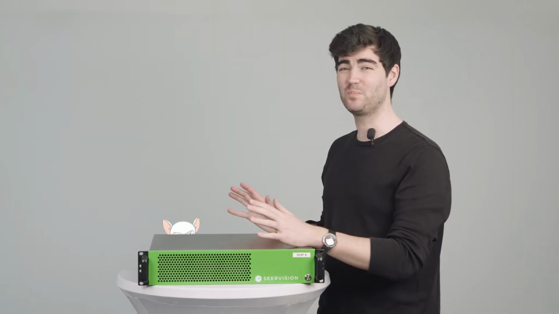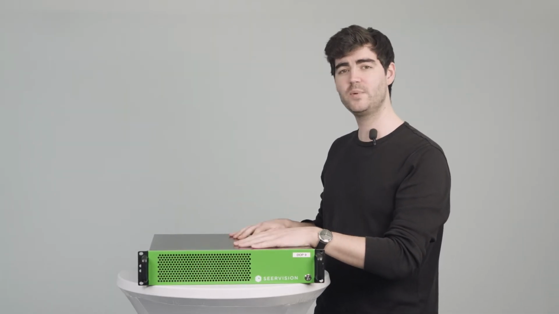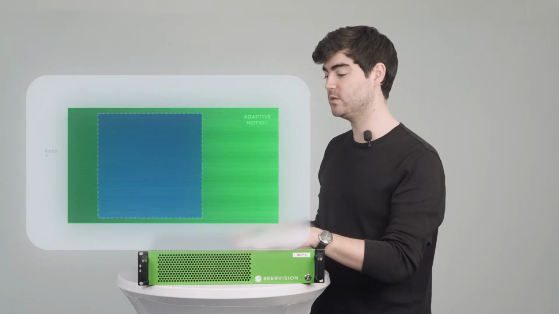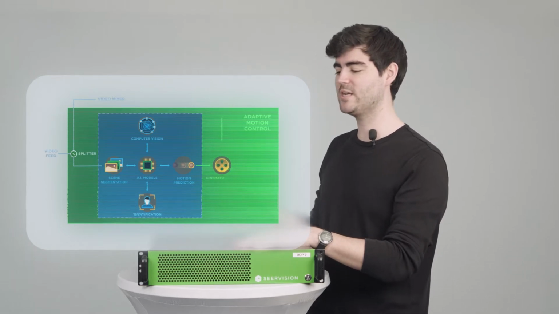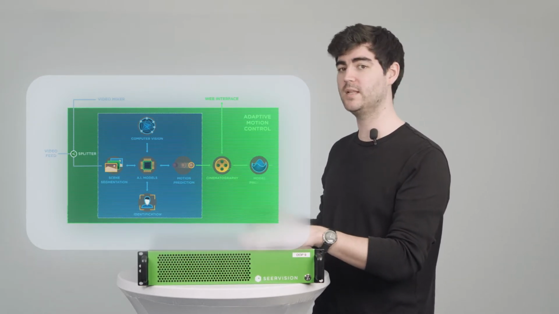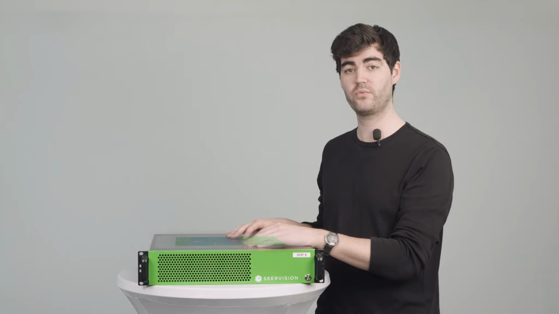Now, the DOP is the brain of Seervision. It's where all the magic happens. If you were to open up this DOP, you'd mostly find a really large graphics card and an SDI capture. And what essentially happens is it takes the images, computes them, and sends out control to the robotic head in order for it to move.